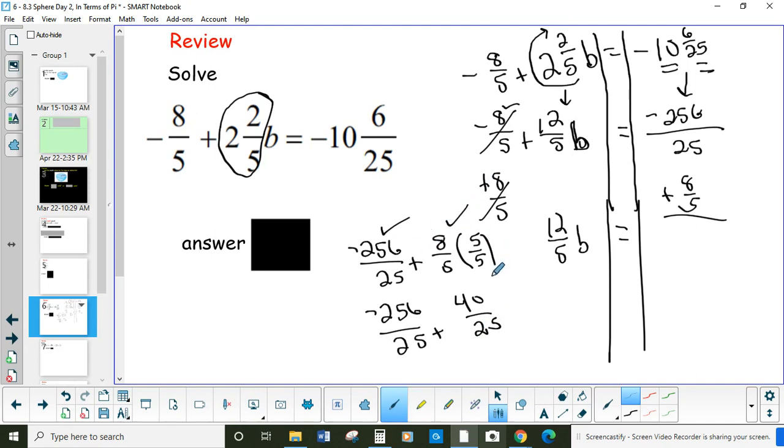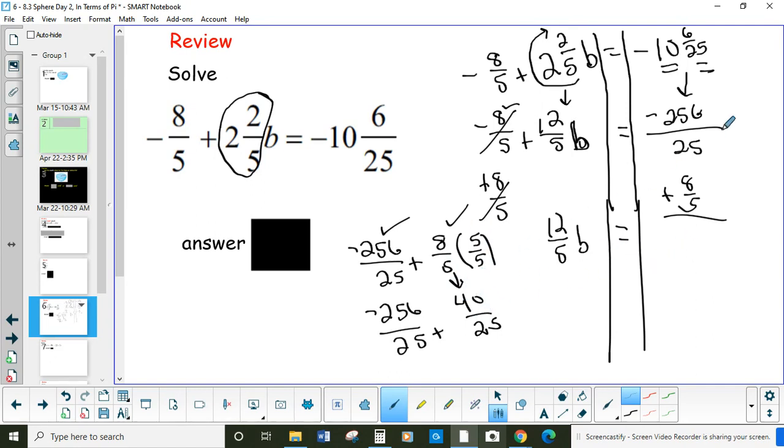Now this one over here, if I multiply the top and the bottom by the same exact number, then 8/5 is the same as 40/25. Still the same number. It's just one number is reduced and the other one's not, but it's the same value because I did the same thing to the top and the bottom.